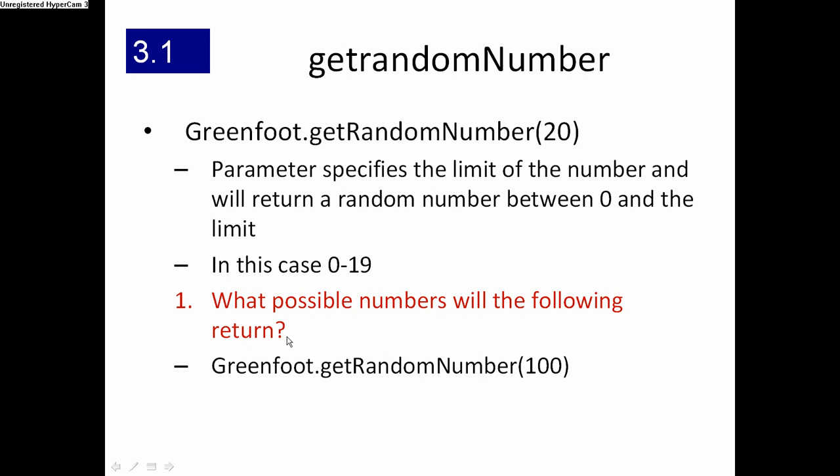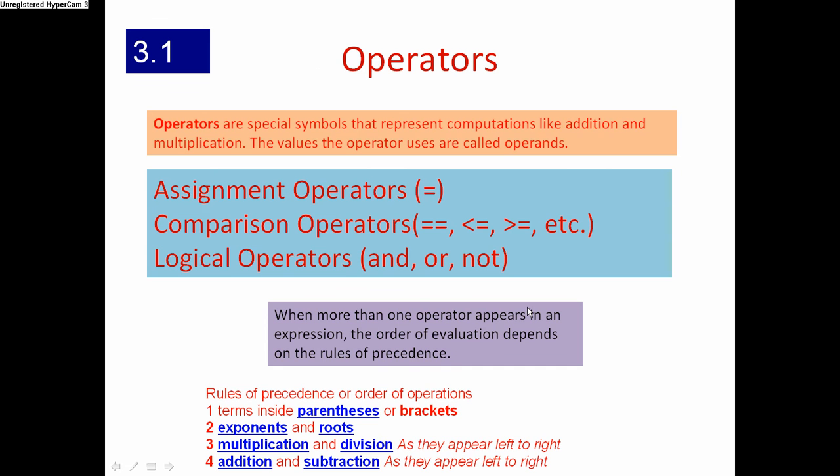All right, so here's the question. Write this down. What possible numbers will the following return? Greenfoot.getRandomNumber(100). What are the possibilities? And I'll quiz you on that in class. All right.